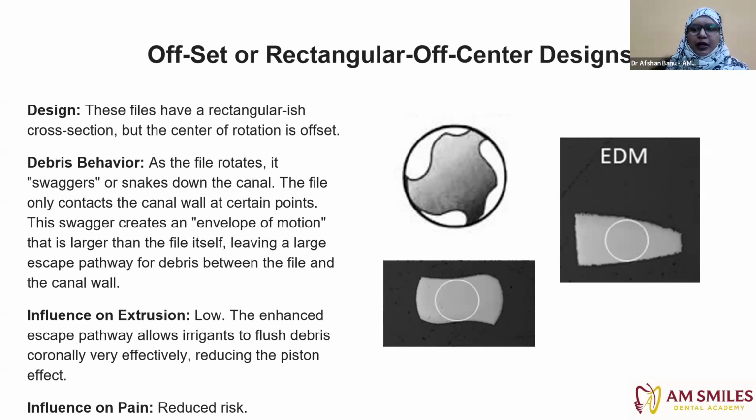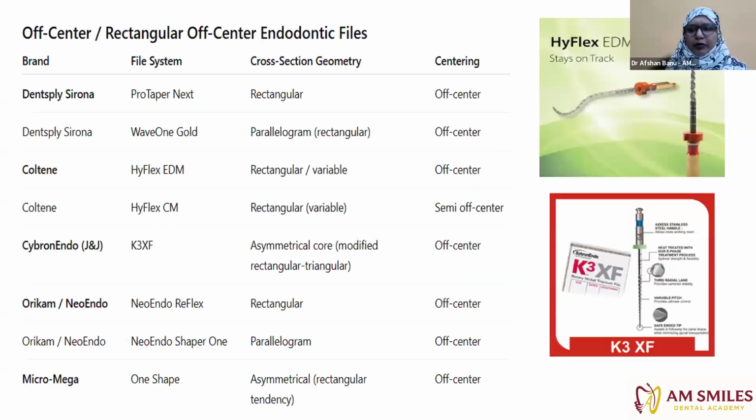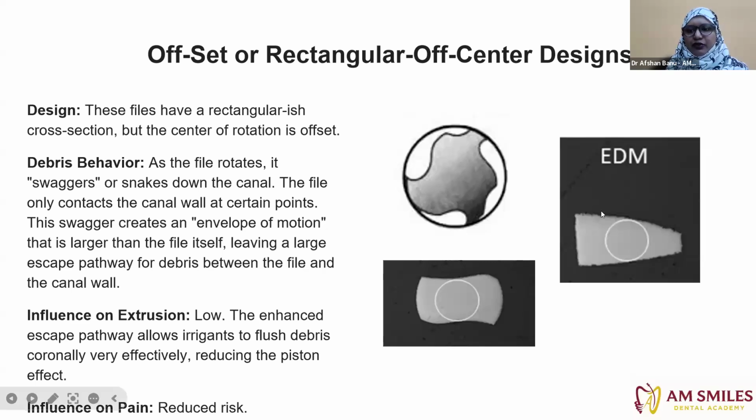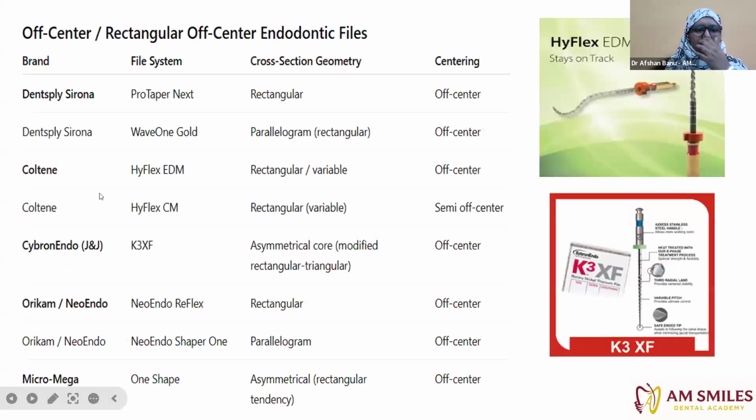So what types of files have these cross sections? One will be your EDM files. If you can see, it is a modified offset triangle. And your HyFlex EDM, HyFlex CM, and your WaveOne Gold, ProTaper Next, all the higher-end files come under this list. All the higher-end files from all the brands will come here.